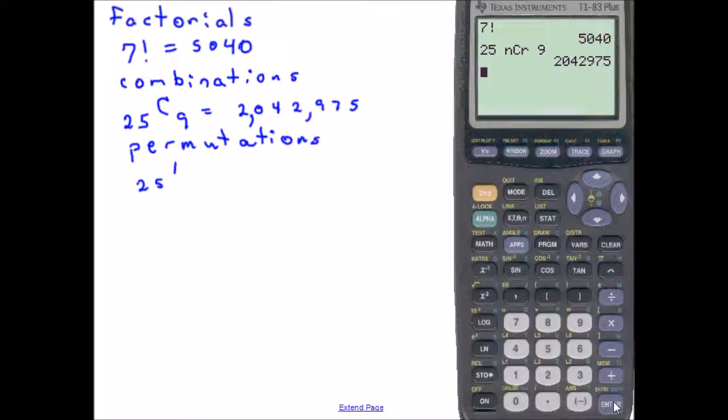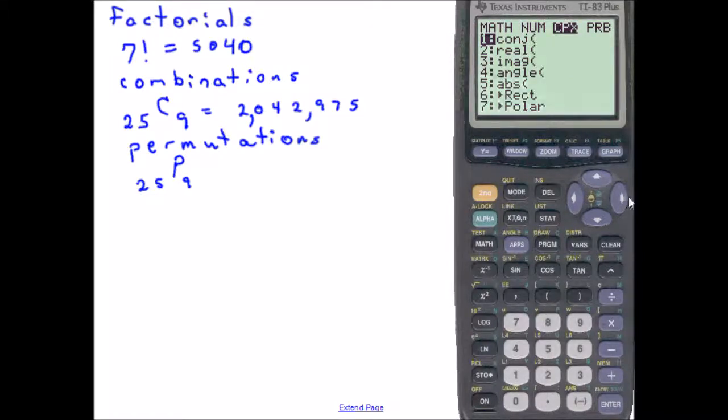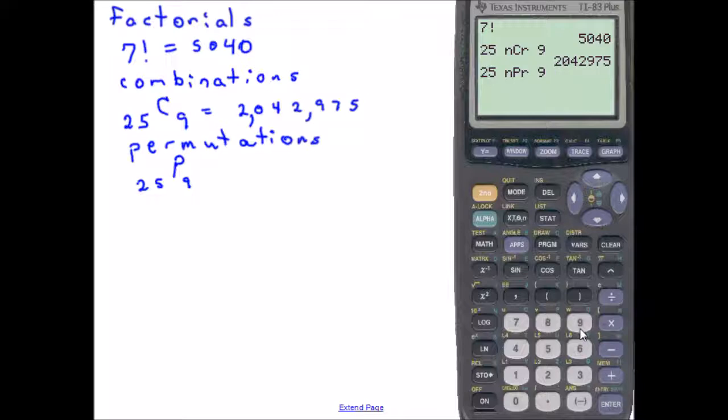Likewise with permutations. 25 P 9. You're going to get a larger value. 25 math, PRB, and then arrow down to that nPr, 9. You'll see a lot different value.